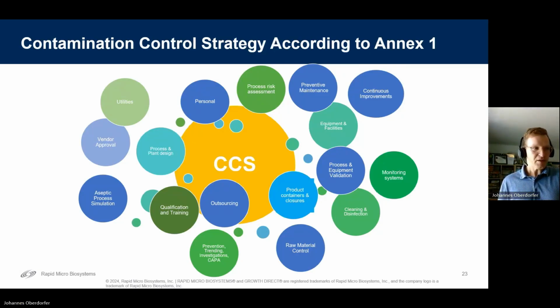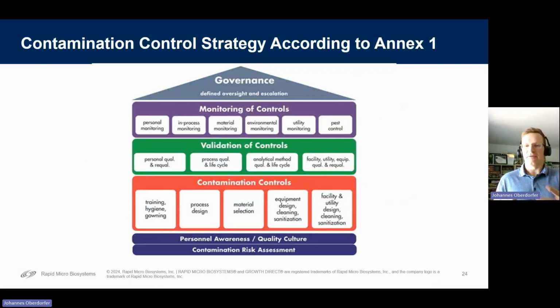its own. But you see here in these bubbles what the Annex 1 defines as part of the CCS, and that is mandatory to be described in the contamination control strategy. And then also the well-known picture with the house, where we have the contamination control strategy, holistically looking at it, where we have the foundation with the contamination risk assessment and the quality culture, which we build all the following parts upon, where nearly at the top we have the monitoring of these controls.